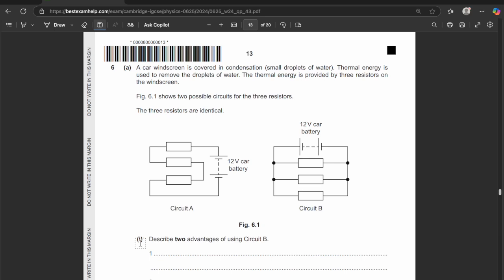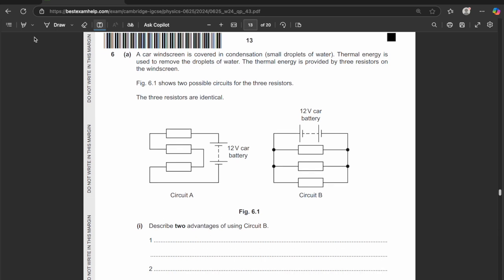6A. A car windscreen is covered in condensation, small droplets of water. Thermal energy is used to remove the droplets of water. The thermal energy is provided by 3 resistors on the windscreen. Figure 6.1 shows 2 possible circuits for the 3 resistors. The 3 resistors are identical. So circuit A, you can see that this is connected in series, and circuit B is in parallel. Describe 2 advantages of using circuit B.